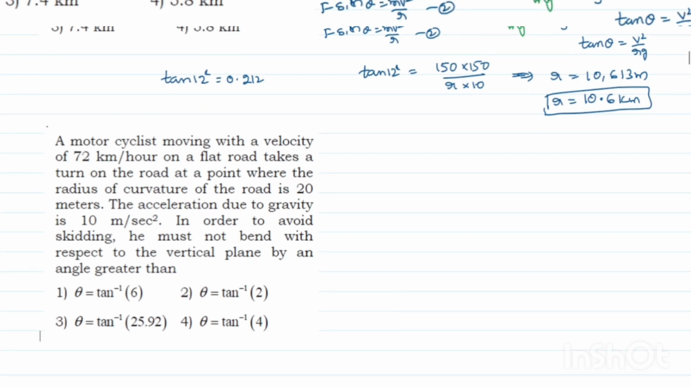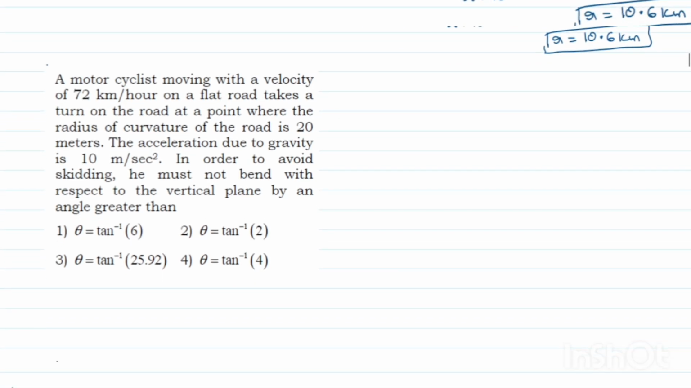Let us see the next question. A motorcyclist is moving with a velocity of 72 km per hour on a flat road. He takes a turn on the road at a point where the radius of curvature of the road is given as 20 meters. The acceleration due to gravity is given as 10 meter per second square. In order to avoid skidding, he must not bend with respect to the vertical plane by an angle greater than what?